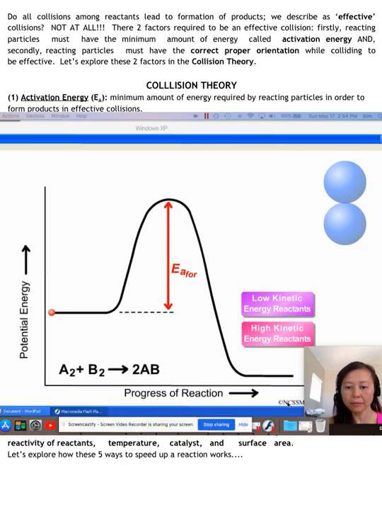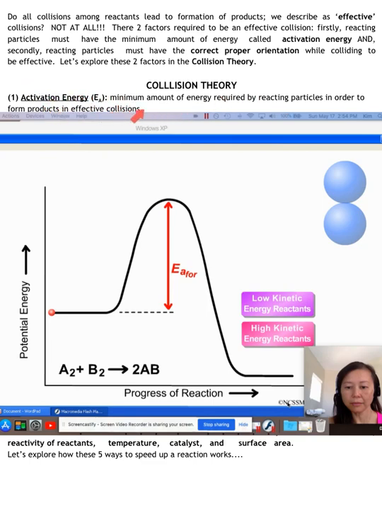There are two factors that are required for an effective collision. Firstly, all reacting particles must have the minimum amount of energy called activation energy. Secondly, reacting particles must have proper orientation while colliding to be effective. So let's explore those two ideas. The first one is activation energy.